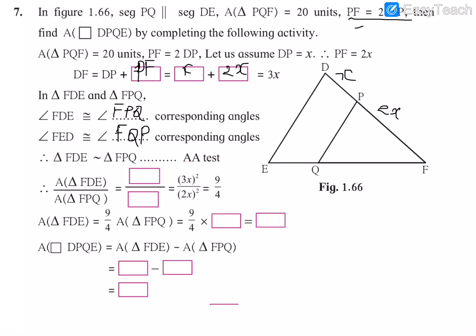Now by using the angle test, the two triangles, that is this small triangle and the whole big triangle, are similar. So since these two triangles are similar, we can compare using the theorem of areas of similar triangles. We can write the ratio of areas of triangles FDE and FPQ, that is FDE by FPQ, will be equal to the ratio of the squares of their corresponding sides.